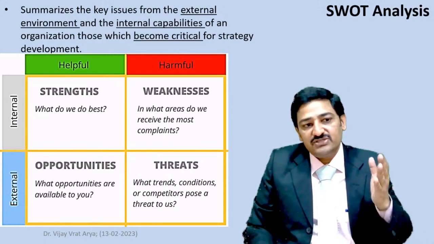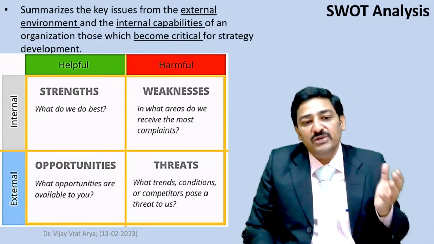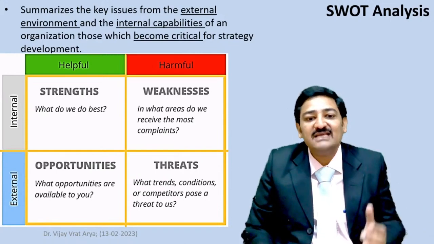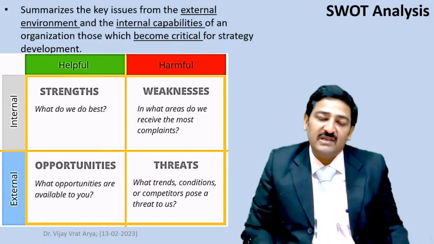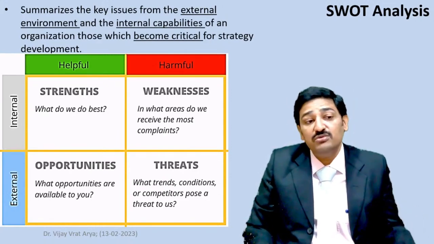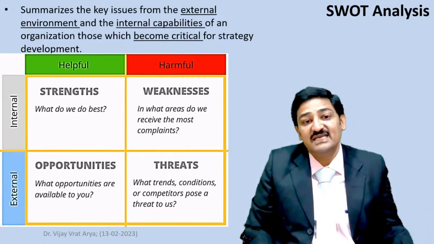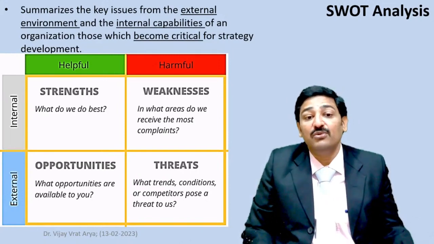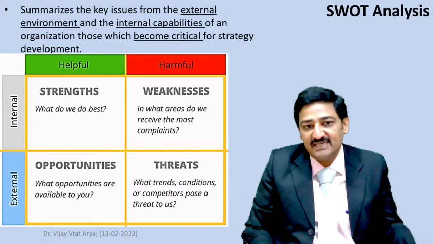Therefore, the strengths and the opportunities in the SWOT analysis are going to favor or help the organization, while the weaknesses of the organization as an internal aspect, as well as the threats which are external, are considered harmful aspects. If we consider strength, the organization needs to ask themselves what they do best. But to analyze weaknesses, they need to ask in what areas we receive the most complaints, which they can address as a matter of weakness.